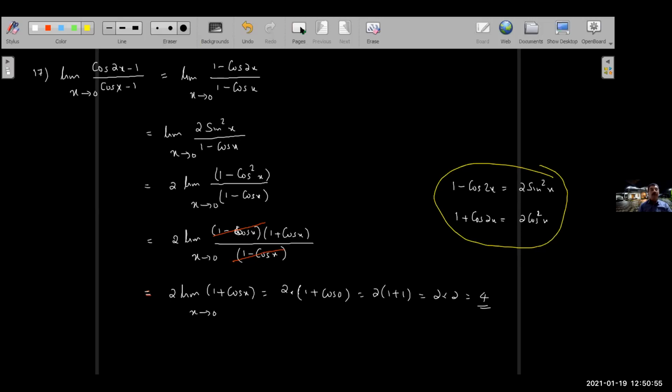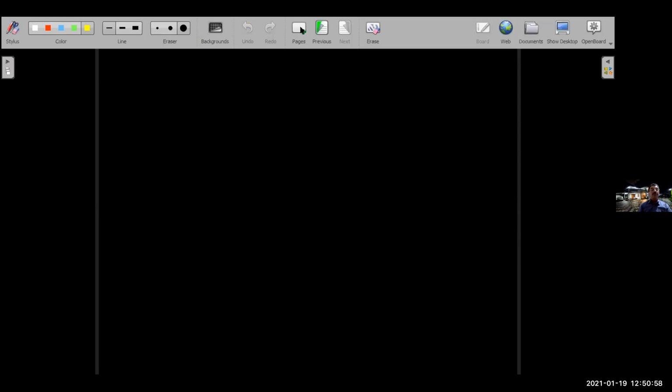18th one: limit x tends to 0 of (ax plus x cos x) divided by b sin x. See, it's important. It's a good question. 18th and even 20th is also a good question.